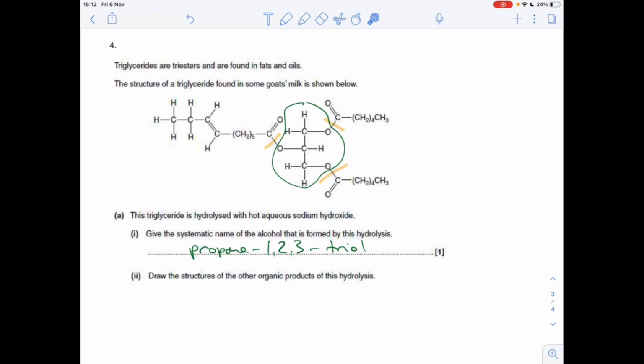And finally, moving on to the structures of the other organic products of the hydrolysis. So because it's aqueous sodium hydroxide that's being used, we're going to get the sodium salts of these things here. So because these two bits here are the same, we're going to get two lots of that. And obviously this one here would be coming from this.